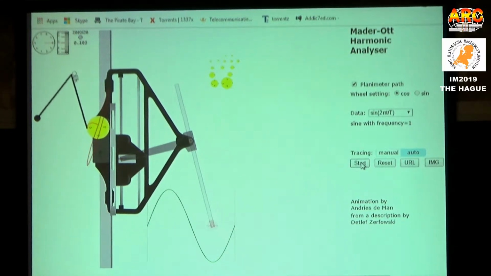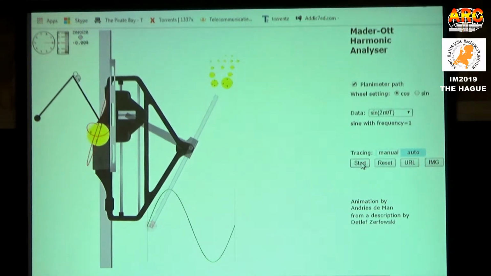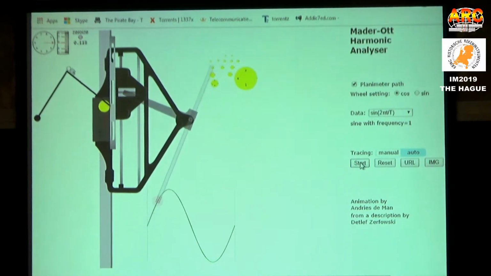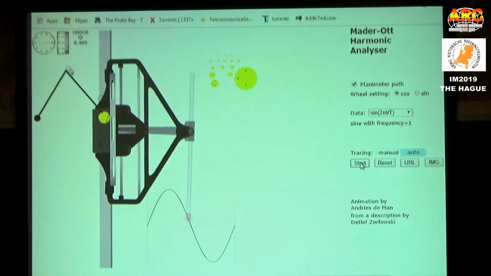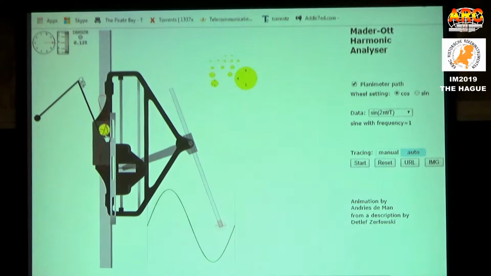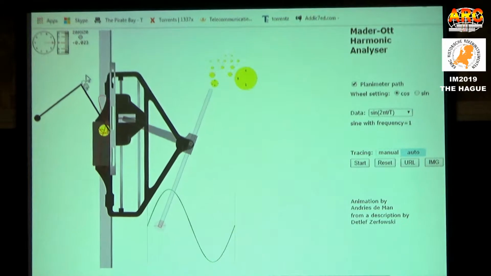And this is the mechanism of how the harmonic analyzer is working. Going back, and now we have the value for the first coefficient. If we now go for the, we can choose a different wheel, so we get a coefficient for a higher frequency. We can start, and you see the trace of the planimeter tracer is looking already completely different, and so you get different values at the planimeter.